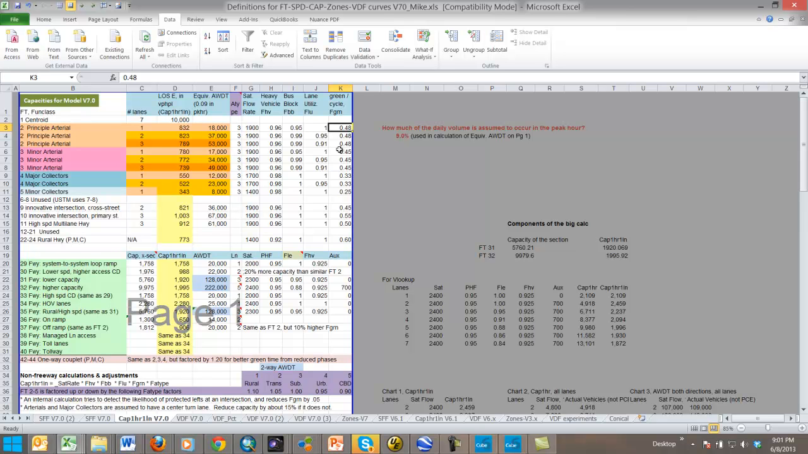You can't, it's not a freeway. You have to let the other direction go every once in a while. So this is our guess at, if it's a principal arterial, how much green time you get.